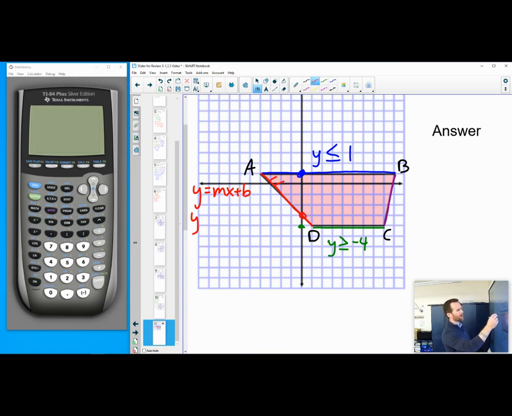So it's shaded above this line, so that means it's going to be greater than or equal to, because it's still a solid line. Now, let's find the y-intercept. So the y-intercept is negative 3. That's where our line crosses the y-axis.